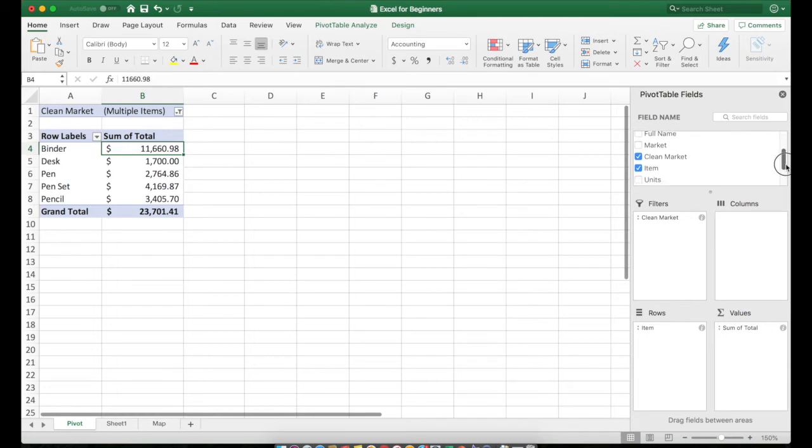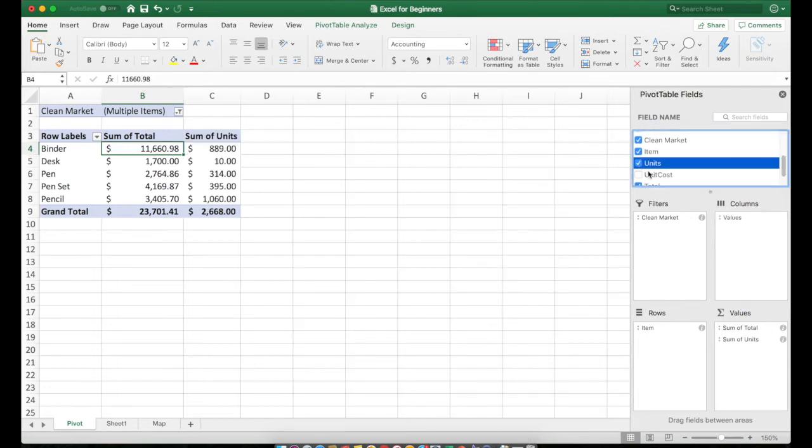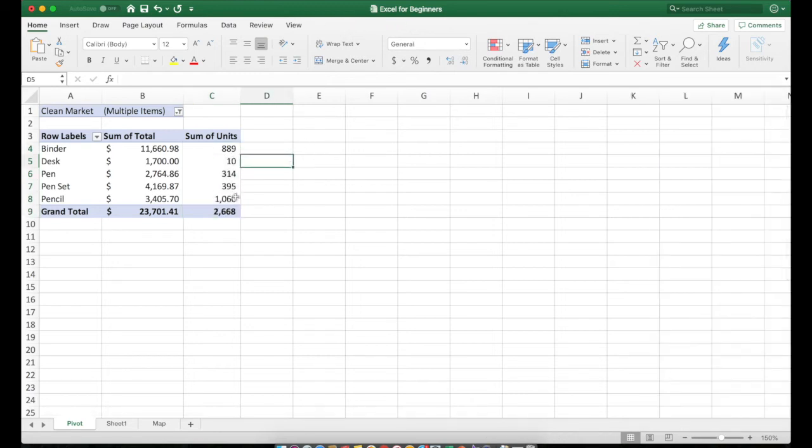So binders are where most of my revenue is coming from. Now let's look at how many units were sold for each of those. So we have sum of units. I don't want that to be in dollar signs anymore. I want that to be a number, so I'll select that, go up here, select my comma, and I can remove the decimal places there. So even though I sold more pencils than I did binders, binders generated the most revenue. So it's great. Now I'm getting a little bit more information.